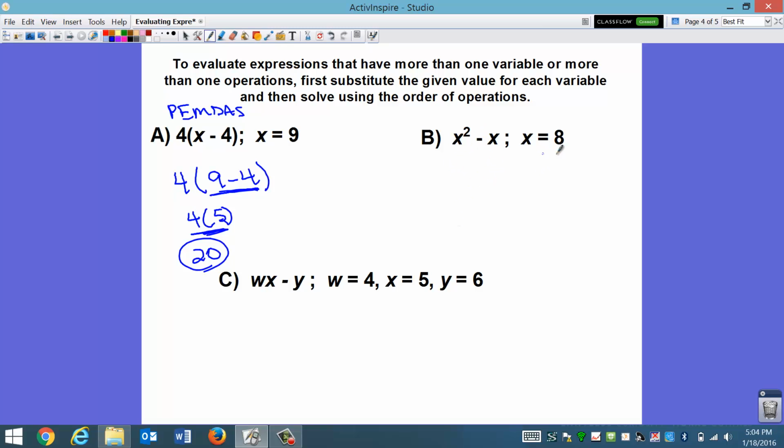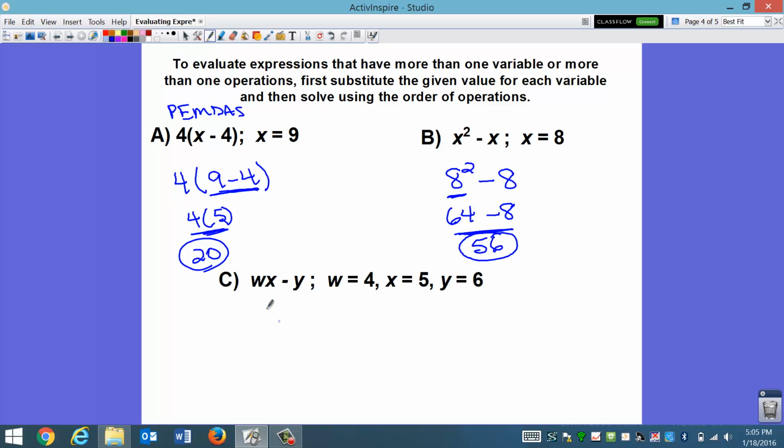Moving on to problem B. X squared minus x, where x equals 8. Again, I'm going to rewrite my expression, but everywhere I see an x, I'm going to substitute an 8. So instead of x squared, I'm going to have 8 squared minus, instead of x, I'll put an 8. Now solve using order of operations. Exponents come first. 8 squared is not 16. It's 8 times 8, which is 64, and I subtract 8. Now I can do my last operation, which is the subtraction. 64 minus 8 is 56.